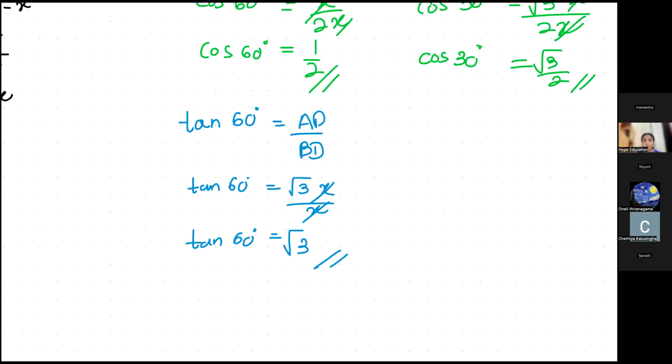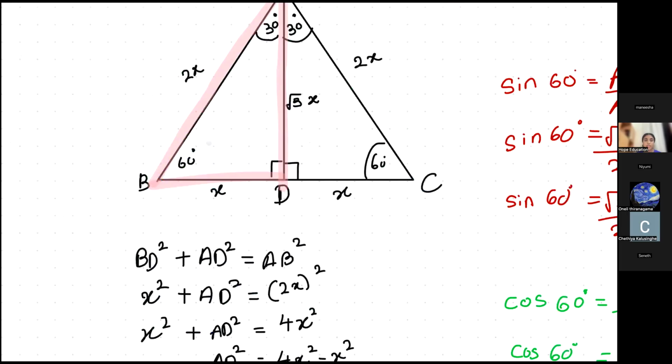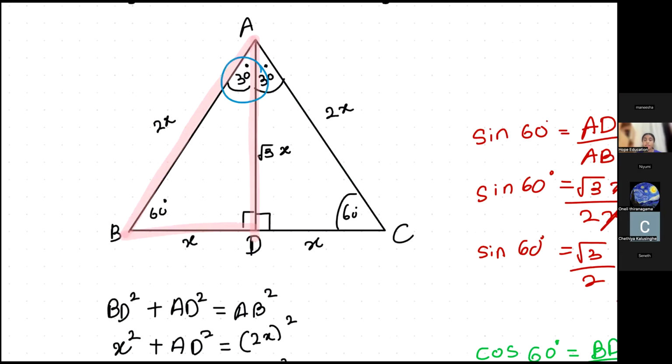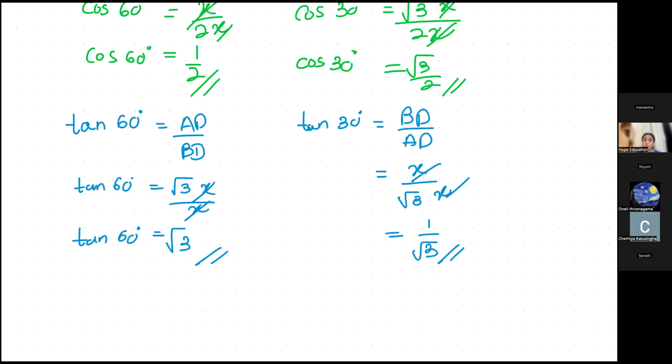Then tan 30. Tan 30 means, what is the opposite side? BD, which is x. Adjacent side is AD, which is root 3x. BD over AD, and you know BD is x and AD is root 3x. The x cancels, tan 30 is 1 over root 3. Is this clear to all of you?